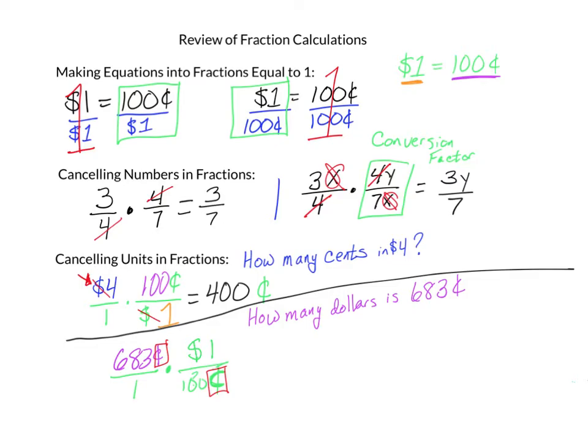Now what we're going to do is take the number that we have, 683, divide that by 1, multiply by 1, divide by 100. That's what our calculator will see. It doesn't see the units. We've already canceled out our cents on the top, our cents on the bottom, leaving us with our answer in dollars. And our answer is $6.83.